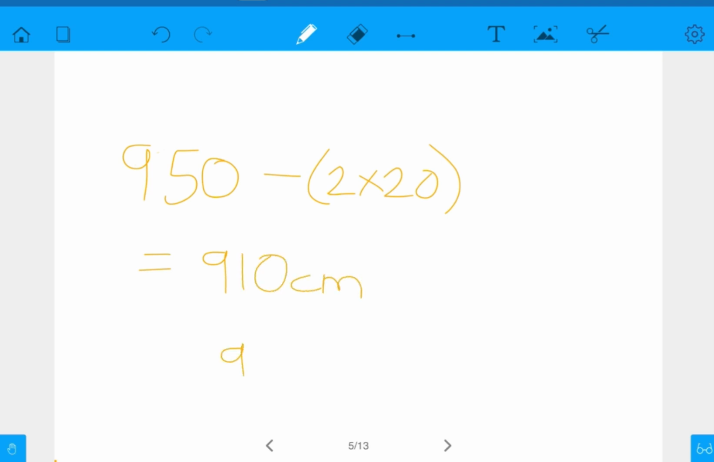So the reel is 9.5 meters, and then 2 pieces are then cut out. So those 2 pieces will have a combined length of 40 centimeters. So the remaining length will be 950 centimeters minus 40. And then that will just be 910 centimeters. This can also be written as 9.1 meters.